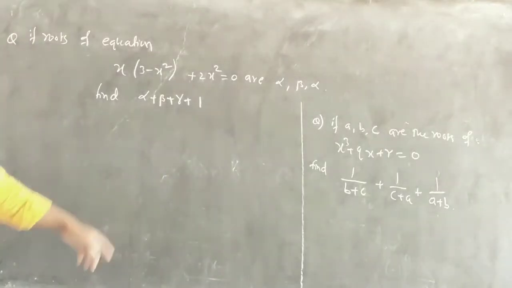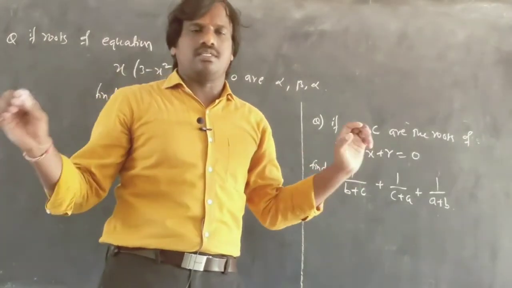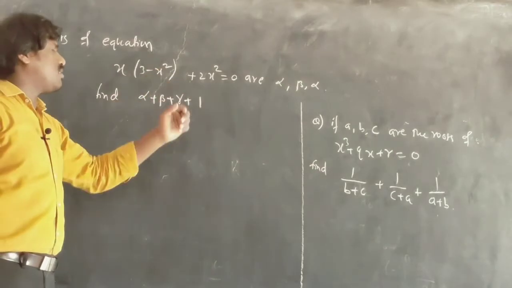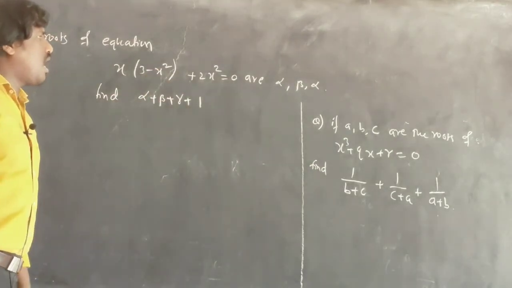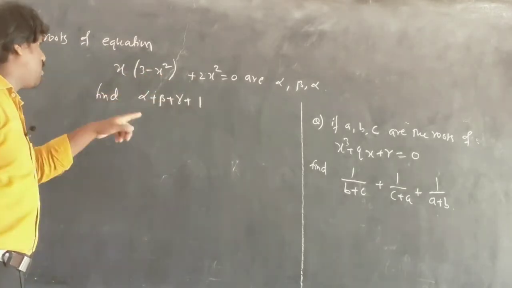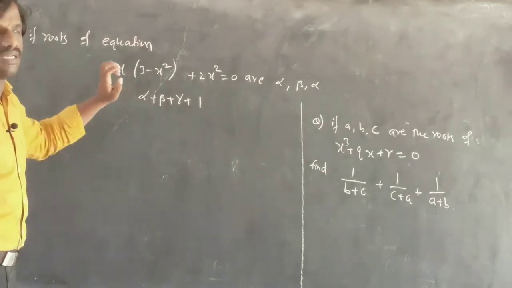Hello dear students, let us solve this question. We are talking about theory of equation. The roots of x into 3 minus x square plus 2x cube is equal to 0 are alpha, beta, gamma. Find the value of alpha plus beta plus gamma plus 1. This is the question.